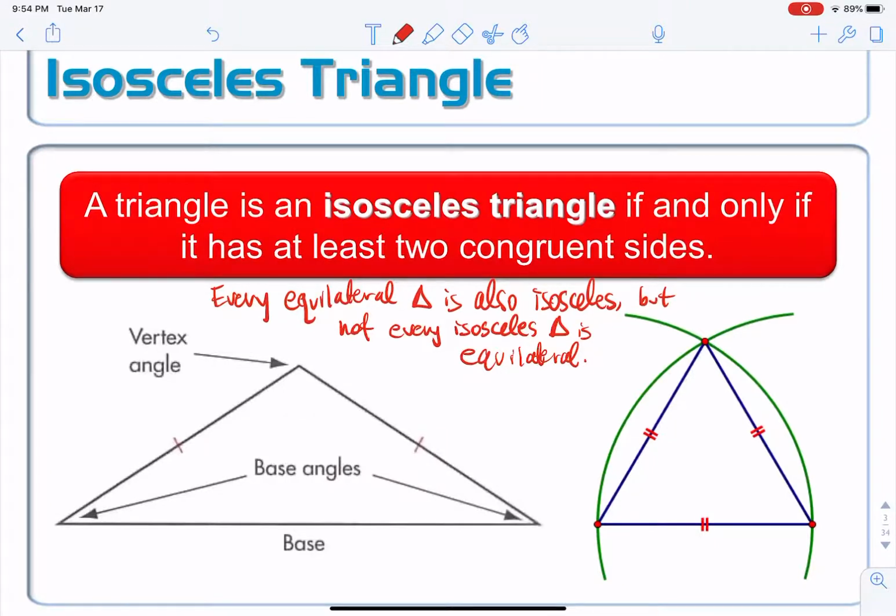Okay, so the triangle that's over here on the right-hand side, please draw something to go along with your notes and this definition of isosceles triangle, labeling the different parts. So the vertex angle is the angle that we're referring to that's made from the two congruent sides. These two congruent sides are often referred to as legs.